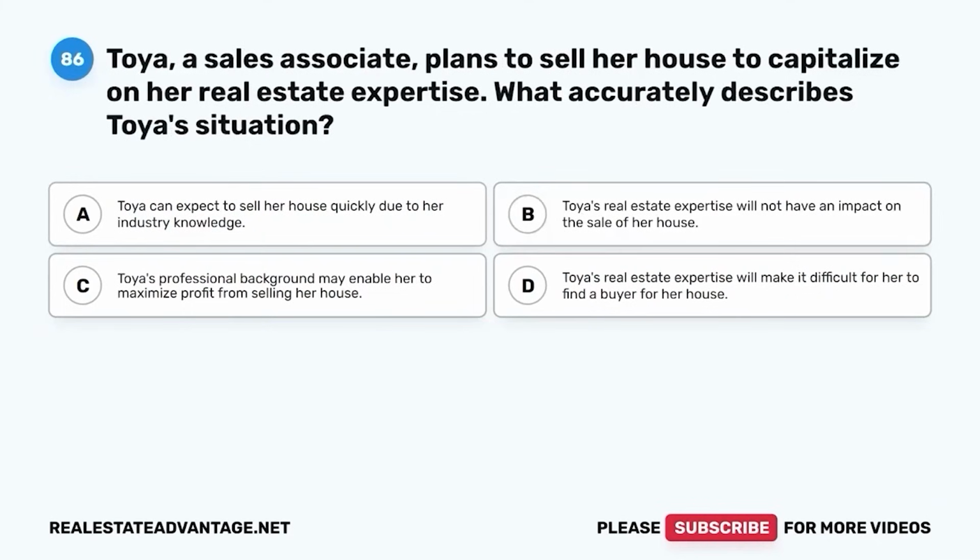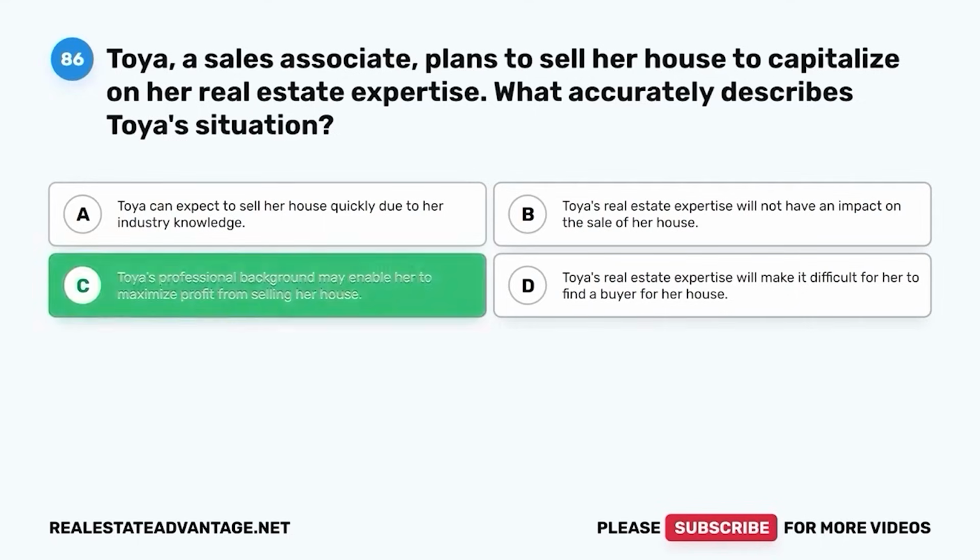Question 86. Toya, a sales associate, plans to sell her house to capitalize on her real estate expertise. What accurately describes Toya's situation? A. Toya can expect to sell her house quickly due to her industry knowledge. B. Toya's real estate expertise will not have an impact on the sale of her house. C. Toya's professional background may enable her to maximize profit from selling her house. D. Toya's real estate expertise will make it difficult for her to find a buyer for her house.